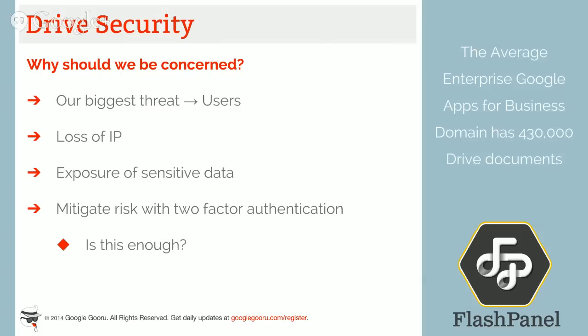The average enterprise Google Apps for Business domain has 430,000 documents in their Drive. So there's tons of room for user error, and what's the best way to combat this? There's different options you can take. You can lock down the settings in the admin console, which I'll show you a little bit later in the presentation. You can mitigate risk with two-factor authentication, but is that really enough? Because a lot of times it's your users that are pulling the trigger on that share button, and you're really risking loss of intellectual property as well as some reputational damage when these issues do occur.